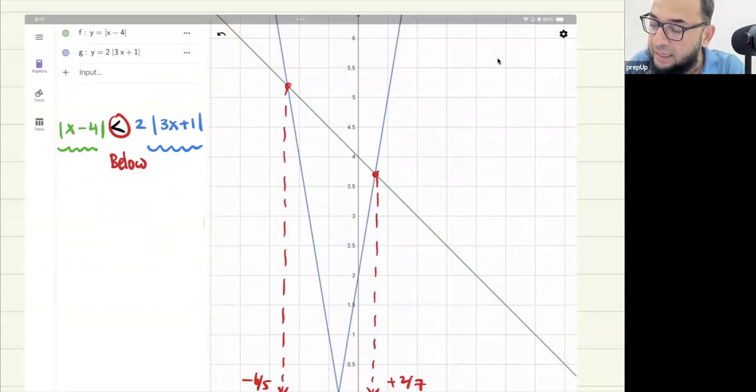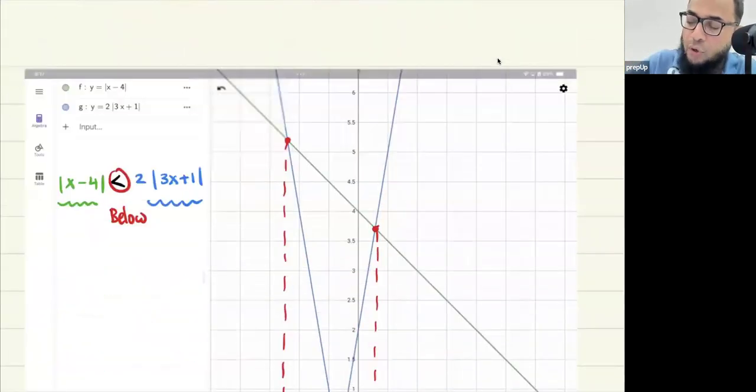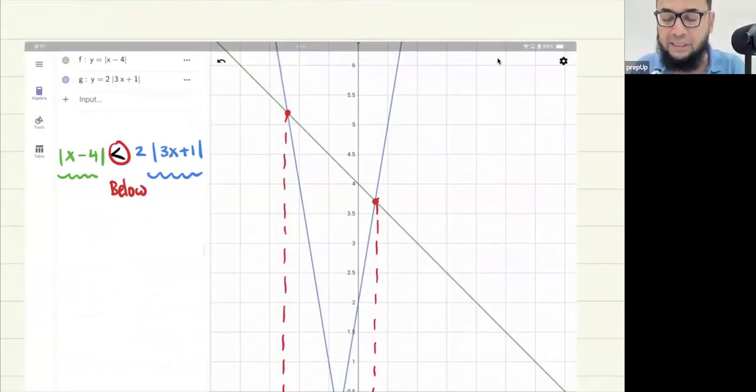So green is below the blue. That is to the left of this, and that is to the right of this. So this is all good. This answer makes sense. I hope those people who are watching this are all good and clear about it. All good? So this is just to give you a good idea graphically how it looks.